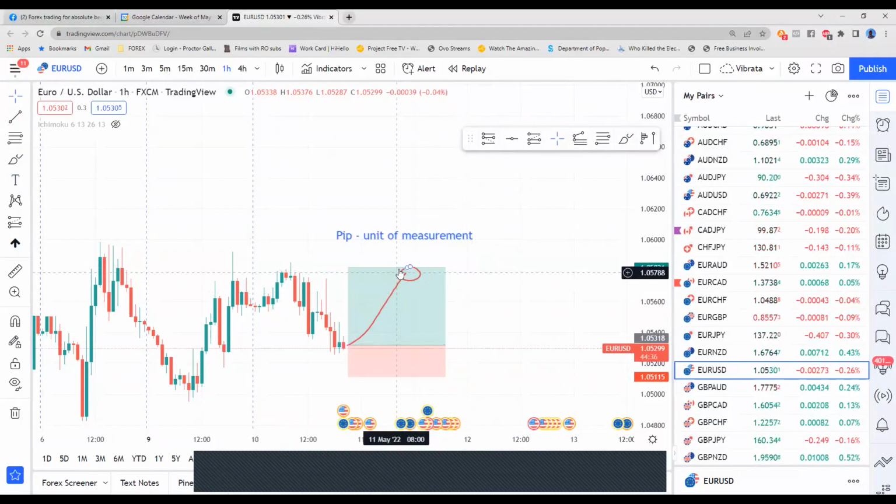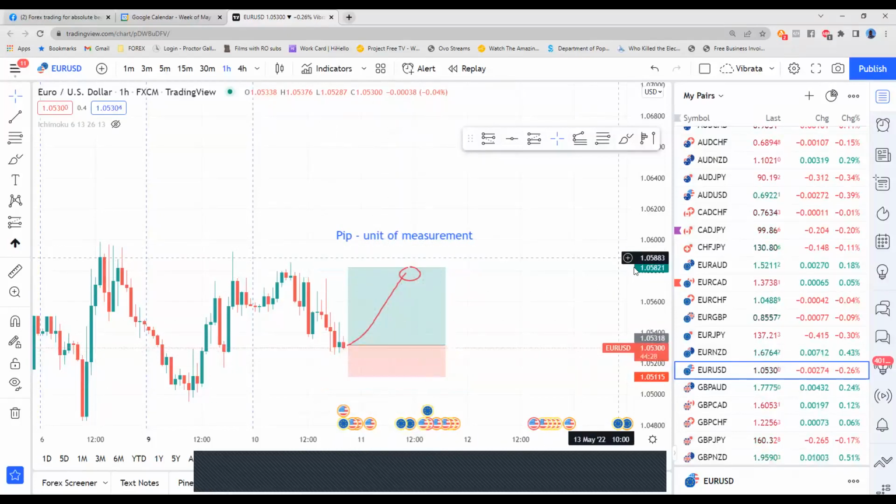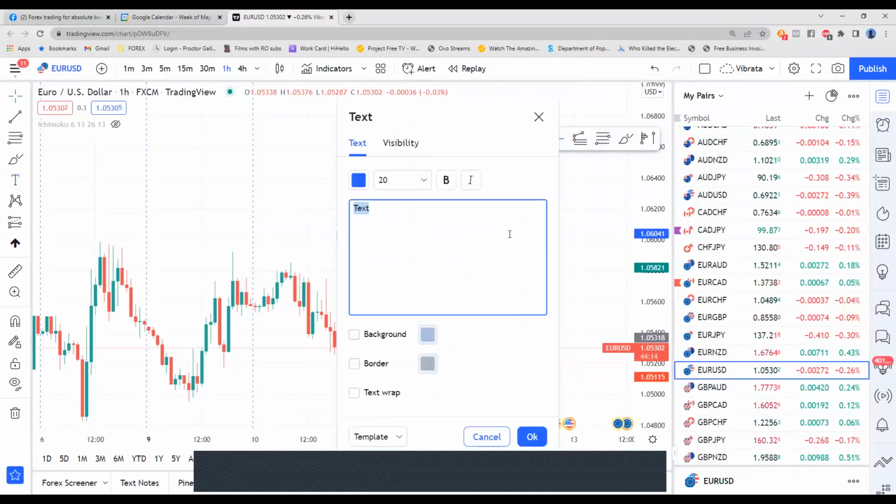The tool itself actually helps you out. In this case, it's saying that my target is 50 pips. So 50 pips is the difference between the entry price, which is here in gray, 1.05318, and the top of my green box, 1.05821. So let's write that.